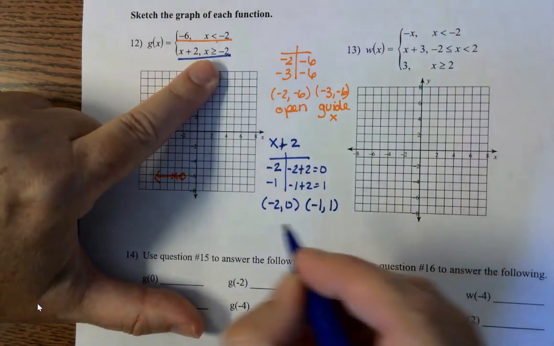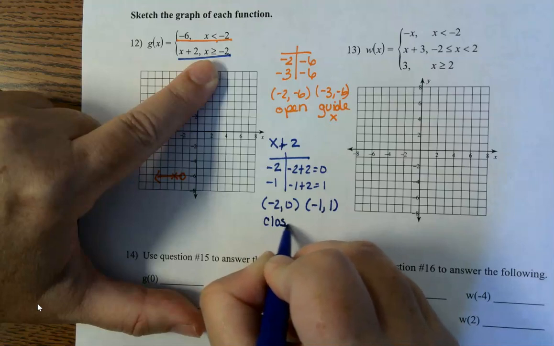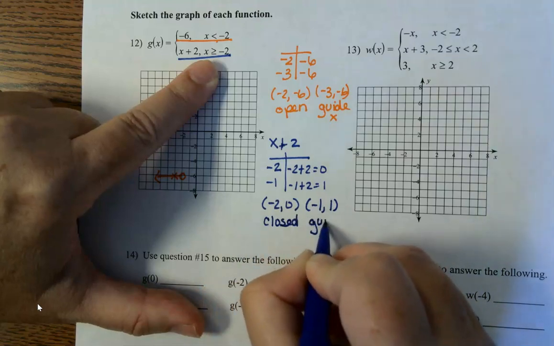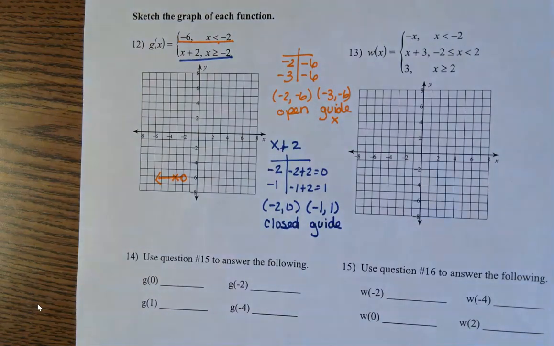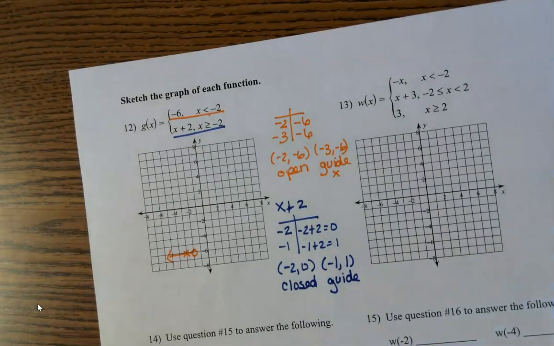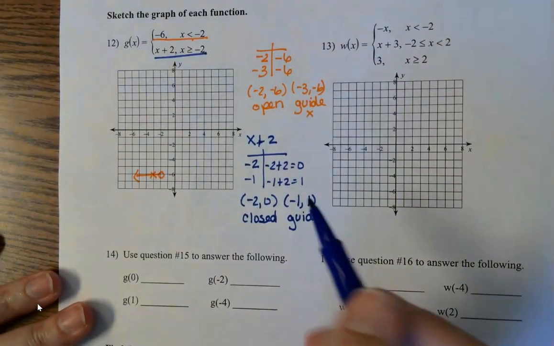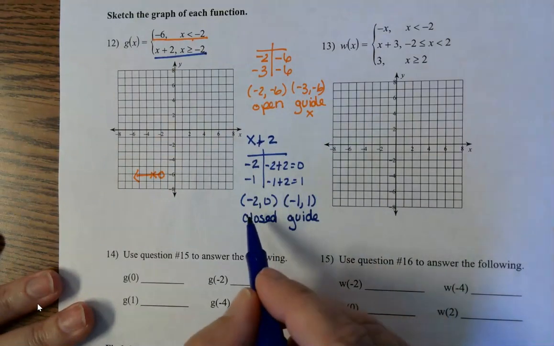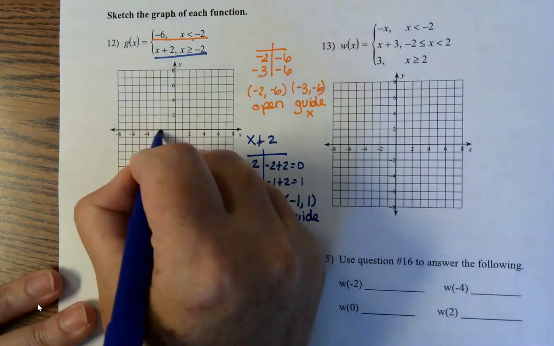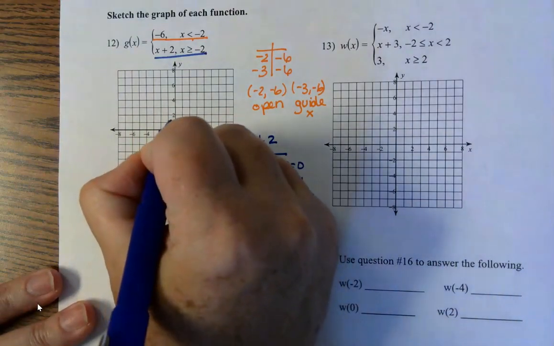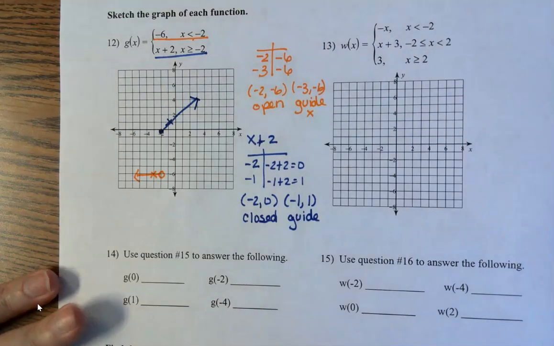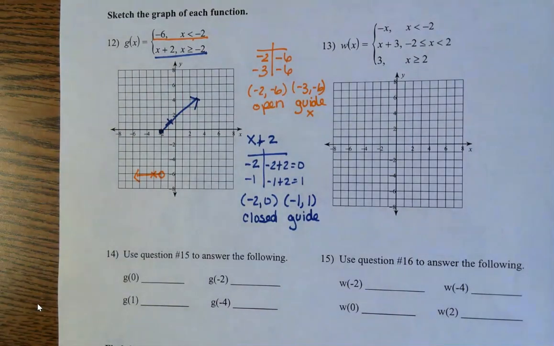Because there's an equal to bar here, closed, and this is a guide. Okay, so now I'm going to plot -2, 0, closed dot, and -1, 1. Okay. There you go. Can you see it better over here? Okay. I am sorry, guys. I don't know what's going on with my screen. Okay, and we're done.